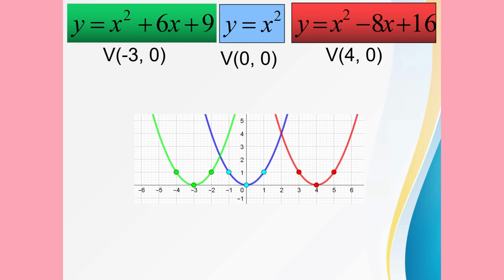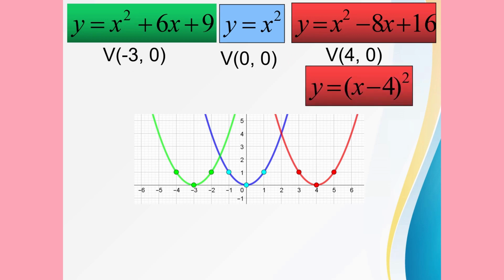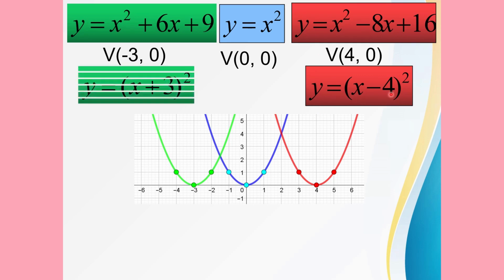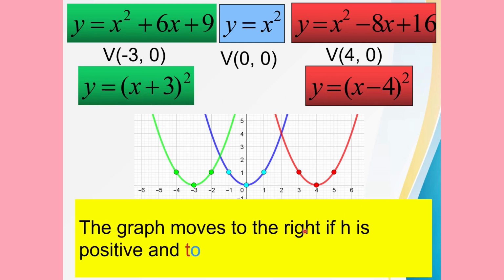If we're going to summarize this quadratic function, the equivalent standard form of y equals x squared minus 8x plus 16 is y equals the quantity (x minus 4) squared. And for the other one, y equals x squared plus 6x plus 9, the standard form is y equals the quantity (x plus 3) squared. The graph moves to the right if h is positive and to the left if h is negative.